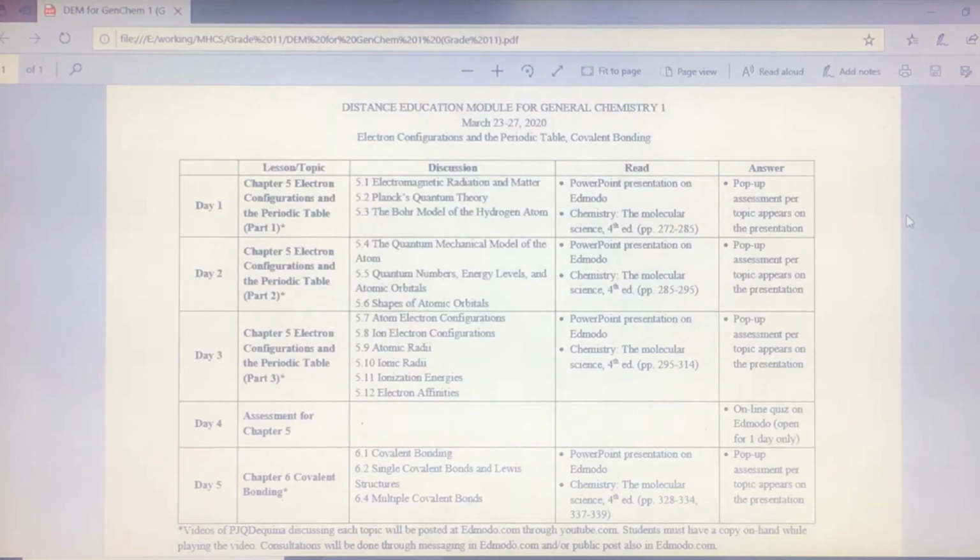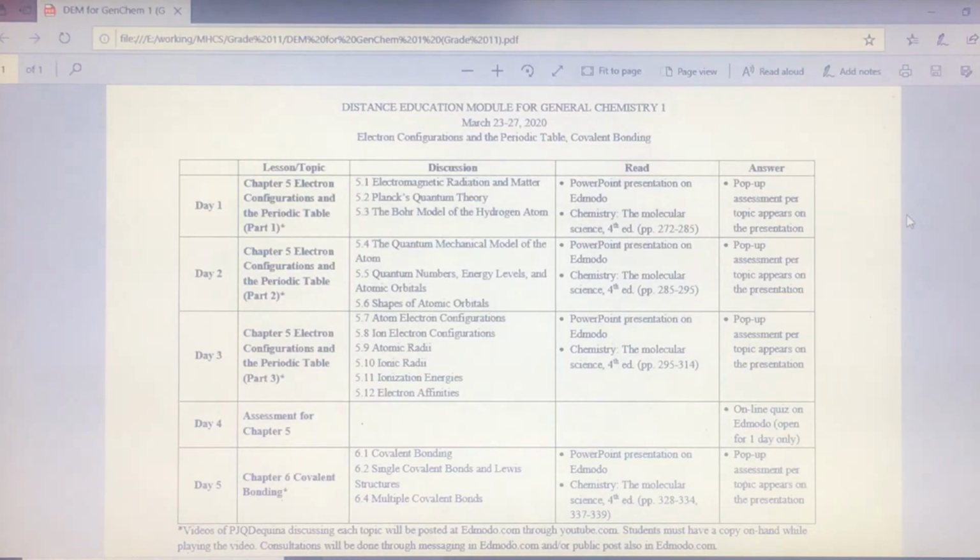Good day, guys. So for today, we'll have the first day in online class. This is the distance education module for Gen Chem 1. For today, we'll tackle the first day.